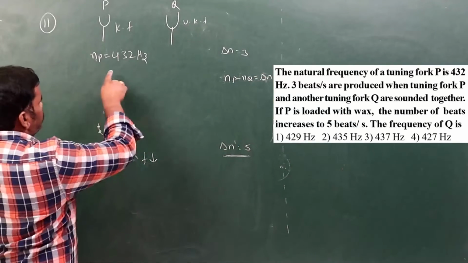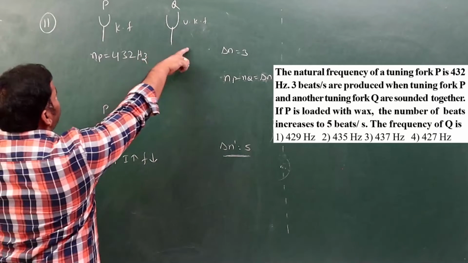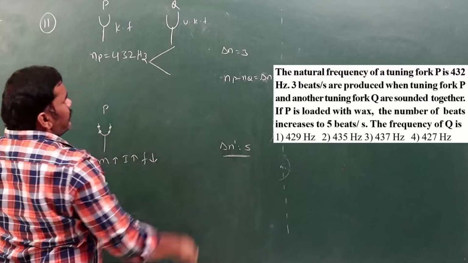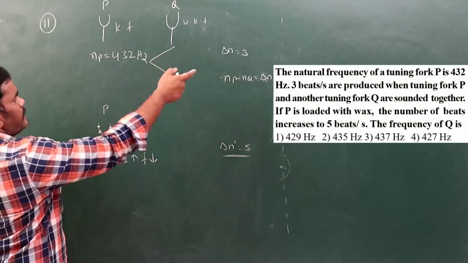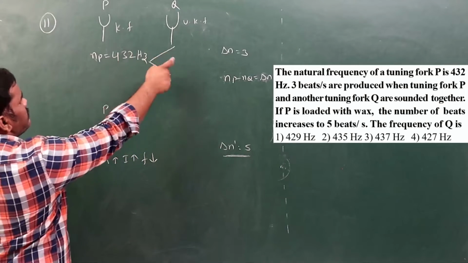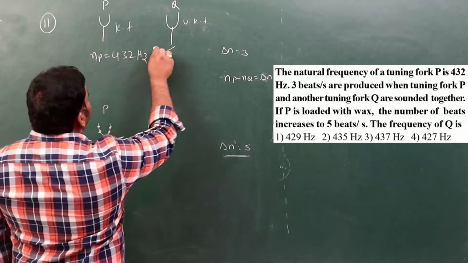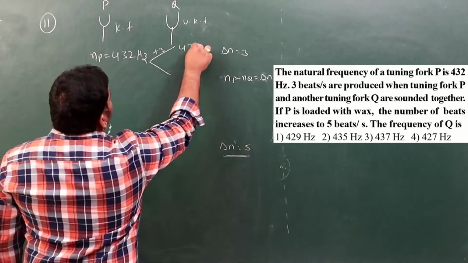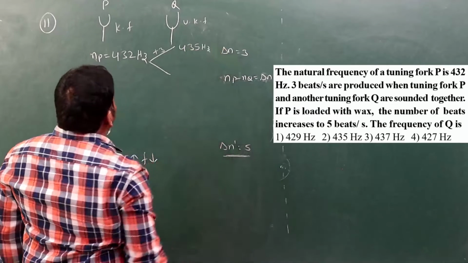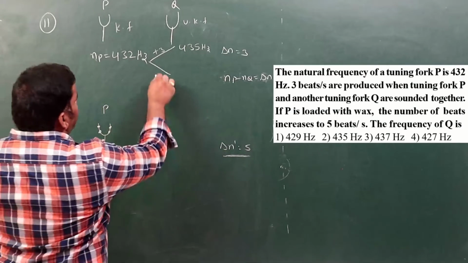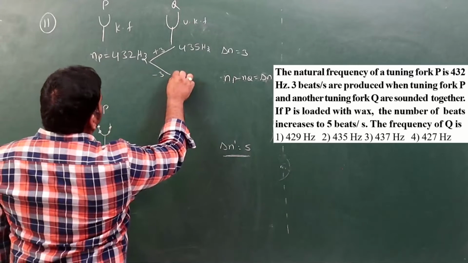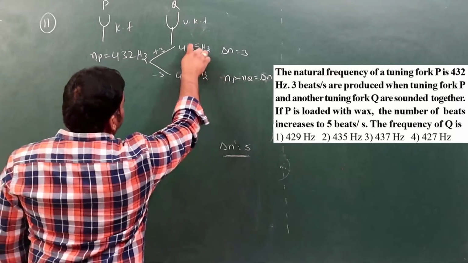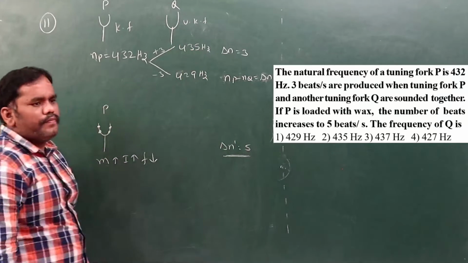So here one is unknown frequency, another one is known frequency. Both are sounded together. The number of beats obtained is 3. Sometimes 3 is an increase, 3 is a decrease. So 432 plus 3 is 435 hertz. 432 minus 3 is 429 hertz. Either this one or this one is the correct answer.